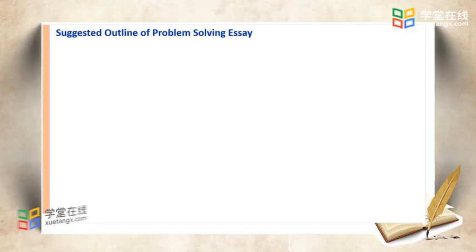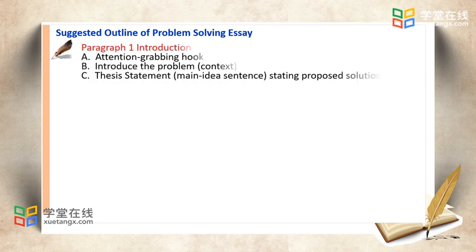As in Lesson 3 of this week's instruction, we discussed the suggested outline of the first two essay types. Here, we would like to focus on writing the problem-solving essay. Let's begin with the suggested outline of a problem-solving essay. In the introductory part, the author tries to grab the reader's attention by introducing the context of the issue. He then presents his thesis statement with the proposed solution.